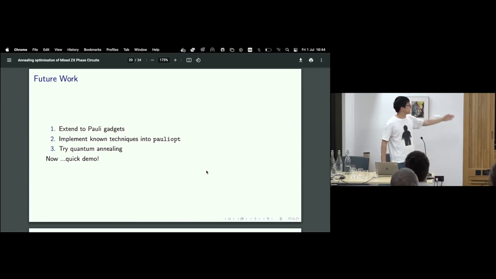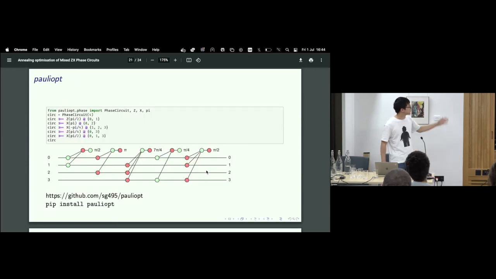And we can also potentially try other known techniques that involve phase gadgets into this Pauli ops library that I'll show you in a moment. And then one fun thing we could try is do quantum annealing, like use quantum annealing to do quantum computation. So I'm going to show you some quick slides on how this library works.